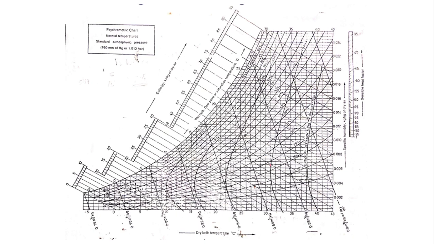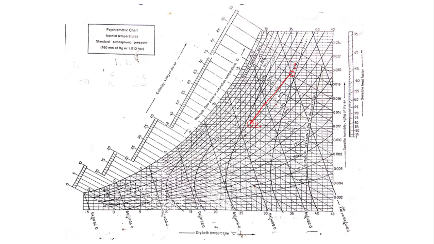Here the outside conditions are given: 35 °C DBT and 27 °C WBT. Here somewhere you'll get the 27. So this is point number 1. And 27 °C DBT and 55% RH is the inside condition given. So this is point number 2. Now this particular line, 1 to 2, is connected over here.